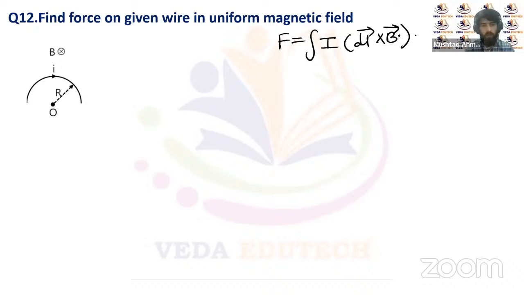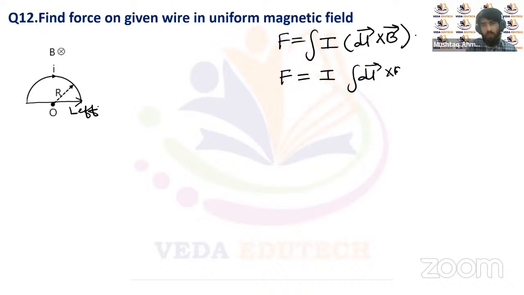Now you can see here it's a semicircular wire. The effective length of this wire is in this direction, the direction of the effective length vector, and it is perpendicular to the magnetic field. So the net force here, where I is a constant, will be I times the integral of dl cross B.